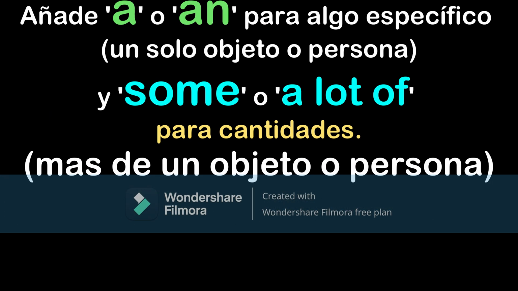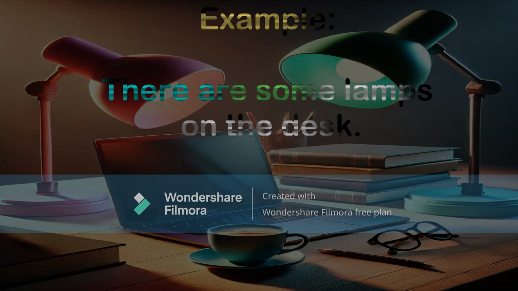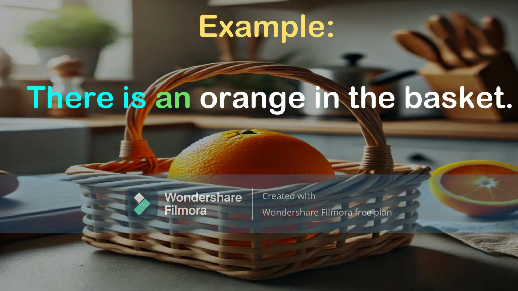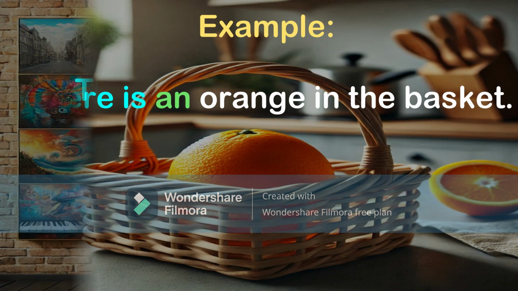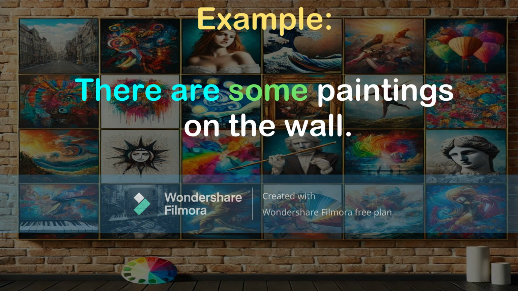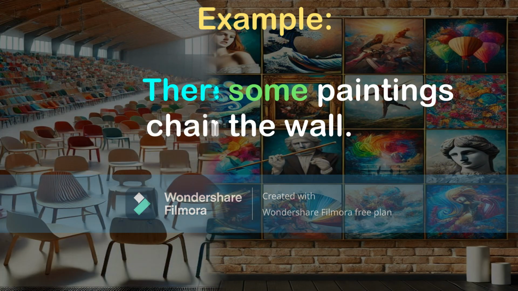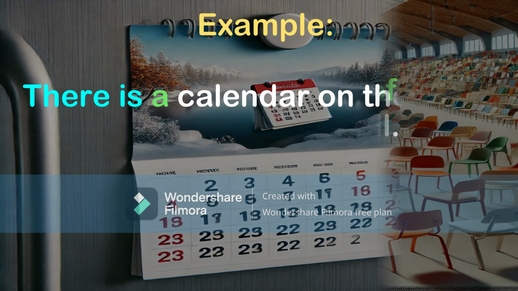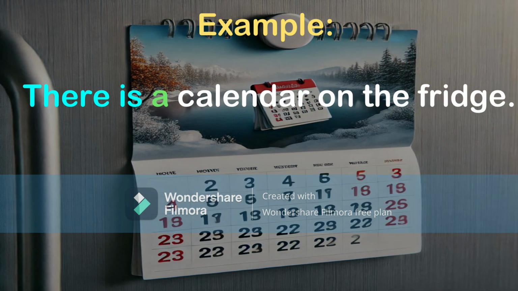Rule 3. Add a or an when it's something specific, and some or a lot of when you're talking about quantities. There are some lamps on the desk. There is an orange in the basket. There are some paintings on the wall. There are a lot of chairs in the hall. There's a calendar on the fridge.